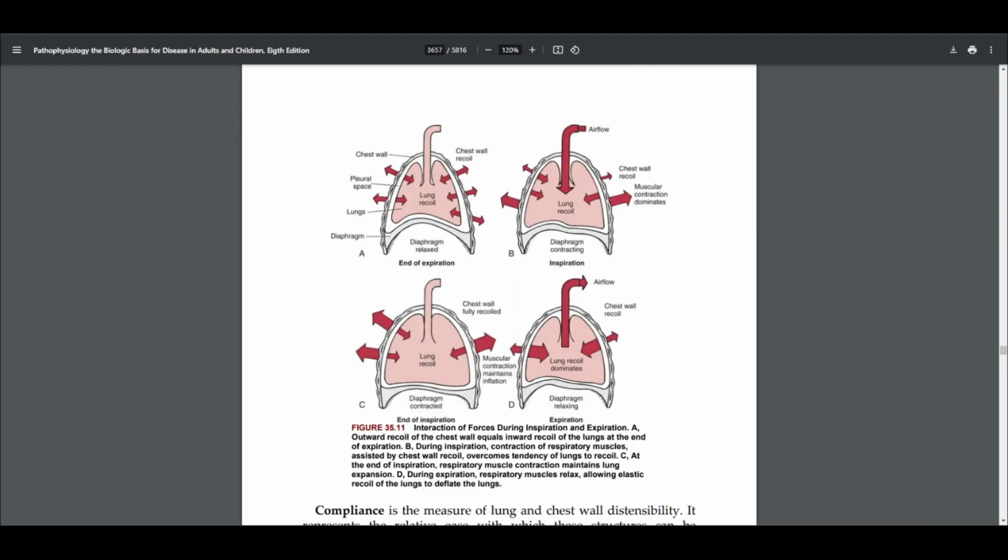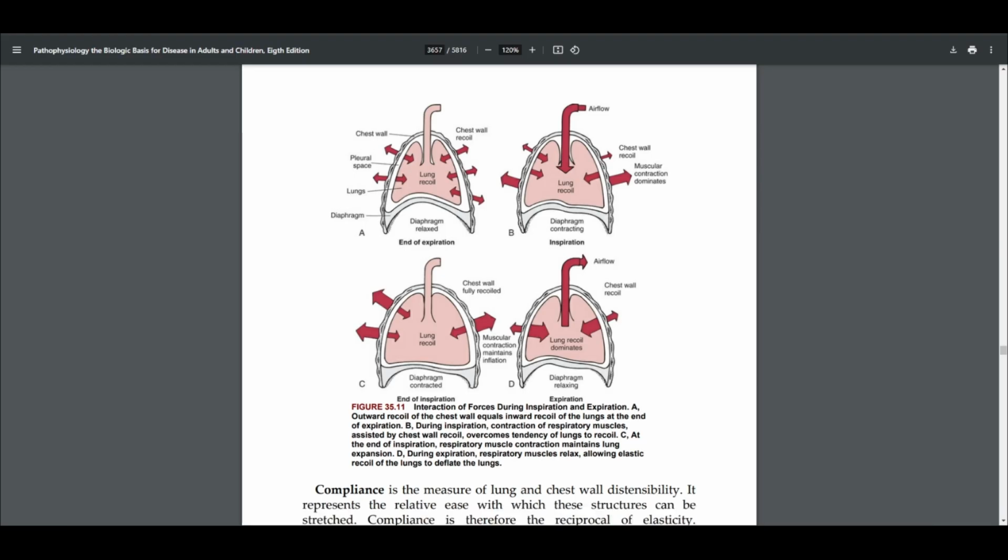So here we're taking a quick peek at the interaction of forces during inspiration and expiration. Figure A, outward recoil of the chest wall equals inward recoil of the lungs at the end of expiration. Figure B, during inspiration, contraction of the respiratory muscles assisted by the chest wall recoil overcomes the tendency of the lungs to recoil. Figure C, at the end of inspiration, respiratory muscles contract, maintains lung expansion.